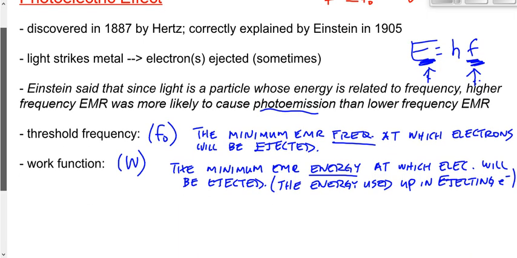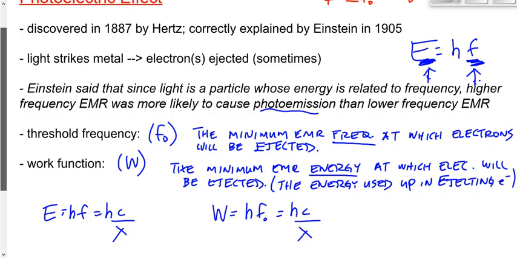We know that energy is equal to H times F. Minimum energy, look, if energy is HF, or HC over lambda, then minimum energy, W, would be H times minimum frequency, HF or HF0. It would also be equal to HC over lambda, what's that going to be? Lambda minimum frequency. Anybody want to take a stab at that?